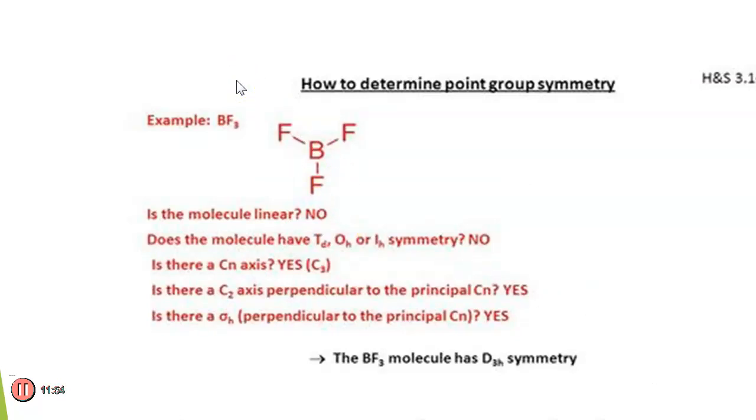Here is an example of how to find out the point group symmetry. The molecule is BF3. First, find out whether the molecule is linear. No. Does the molecule have tetrahedral, octahedral or icosahedral symmetry? No. Then find out whether it contains any Cn axis. Yes, it contains a C3 axis, and it contains 3 C2 axes, that is, n C2 axes perpendicular to the principal axis. And find out whether it contains a sigma h plane. Yes, it contains a sigma h plane. So we can say that the BF3 molecule has D3h symmetry.